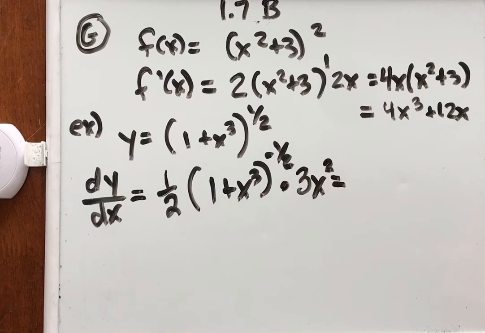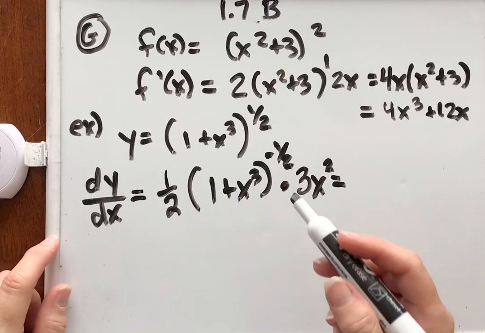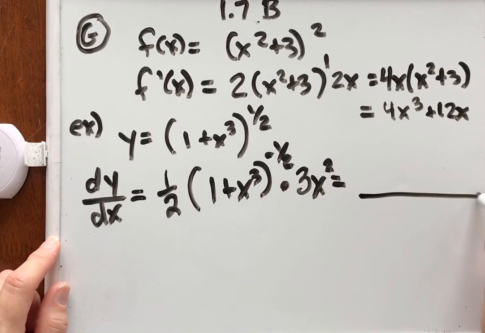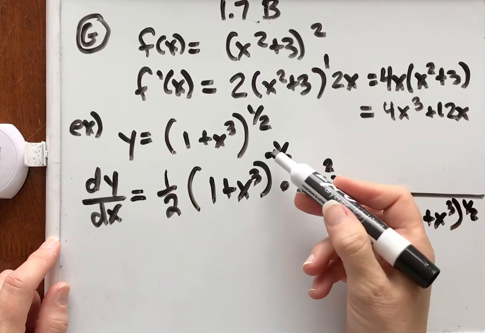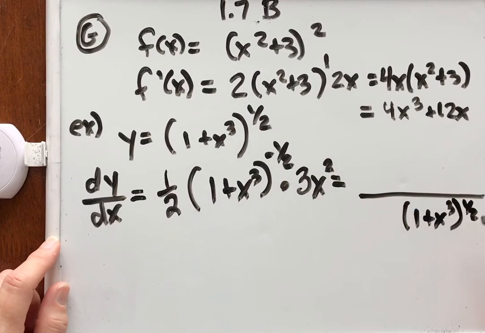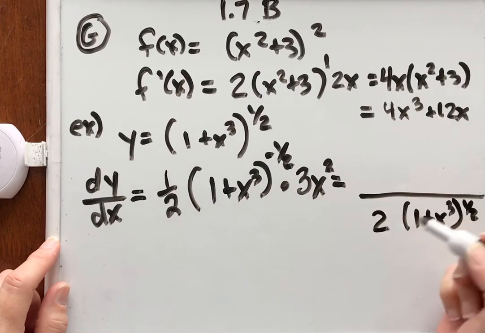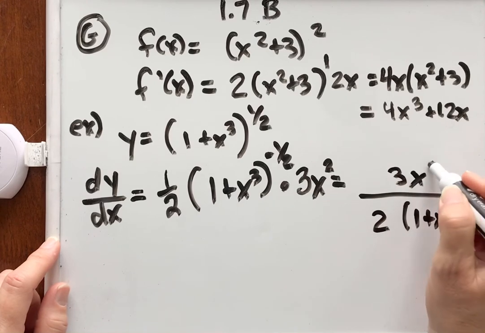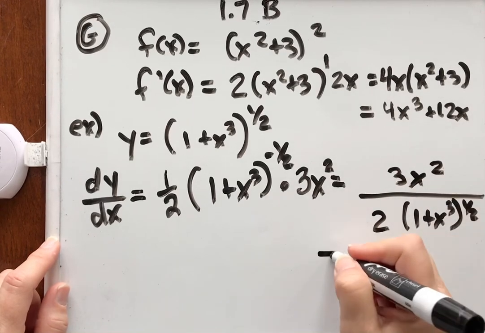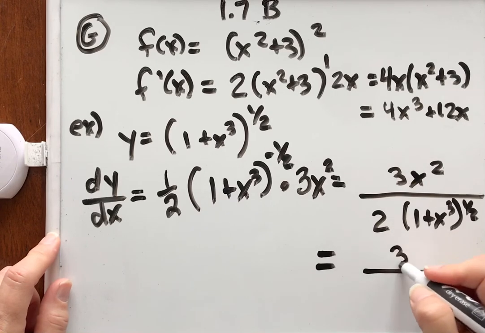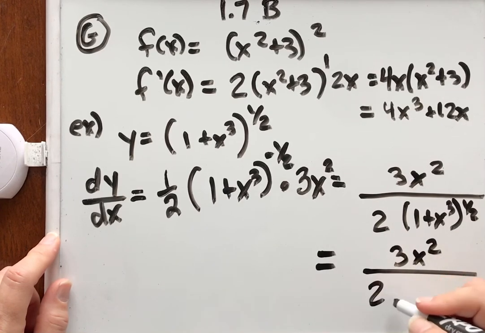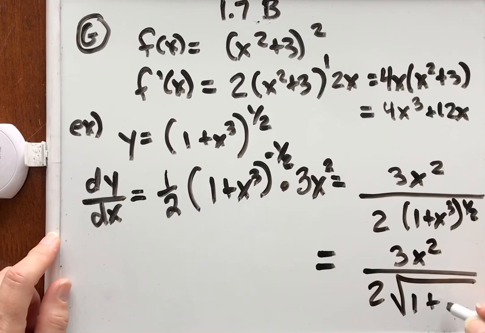Okay, let's continue now. Again, this is negative, so I'm going to put it on the bottom. 1 plus x cubed to the 1/2. That's negative. Bring it to the denominator. This already is in the denominator, and 3x squared. And then if we want to rewrite it with a root, we can. 3x squared over 2 square root of 1 plus x cubed.